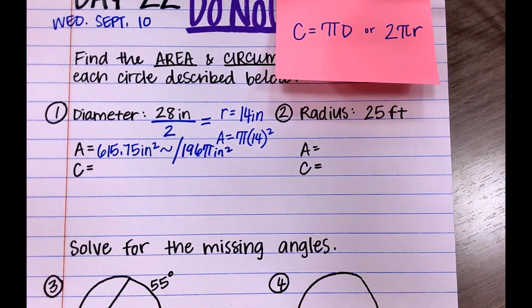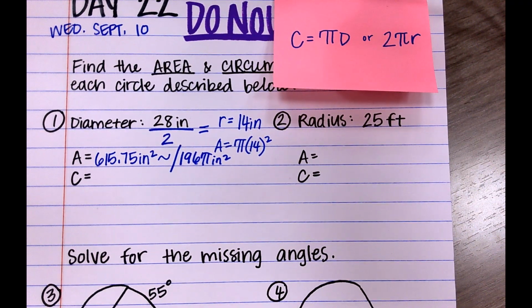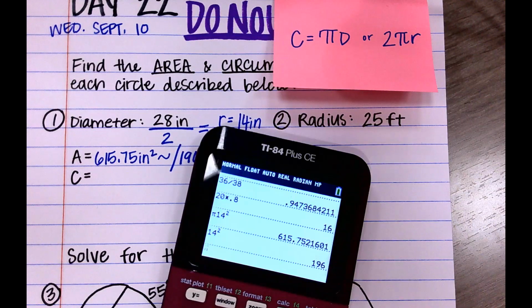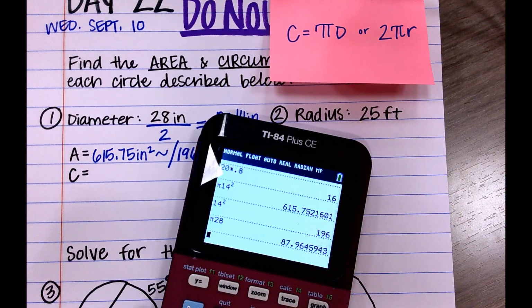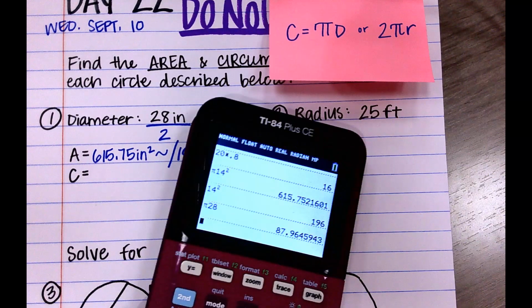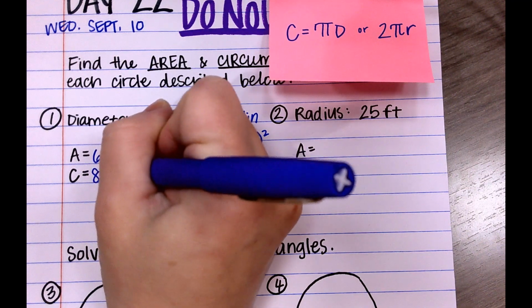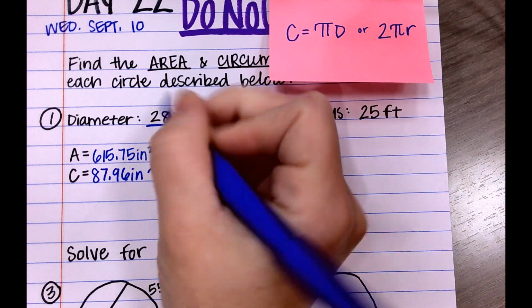Wonderful. Okay, and what would my circumference be? How do I find that? It's pi times diameter, pi times 28. And we get 87.96 approximately. What would my units be? Inches. So I add that little tilde at the end.